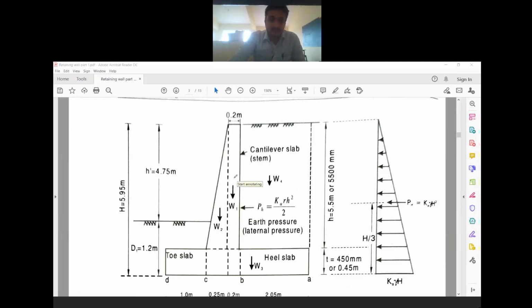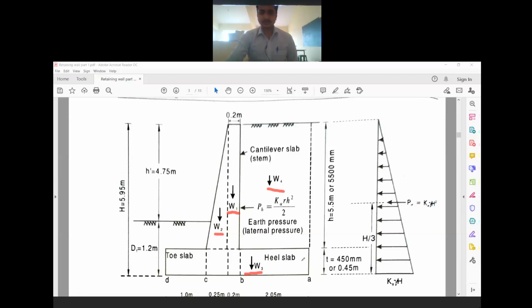Retaining wall loads first: self weight, then soil weight. So self weight of stem is bifurcated into two parts for easy calculation, a rectangular portion and a triangular portion, so W1 and W2. Next, base slab dimension and weight of base slab. Next, weight of soil on the heel slab we have to calculate. So these are the four main weights, that means load parameters, we have to calculate. How to calculate? Area into density will give you the overall picture.